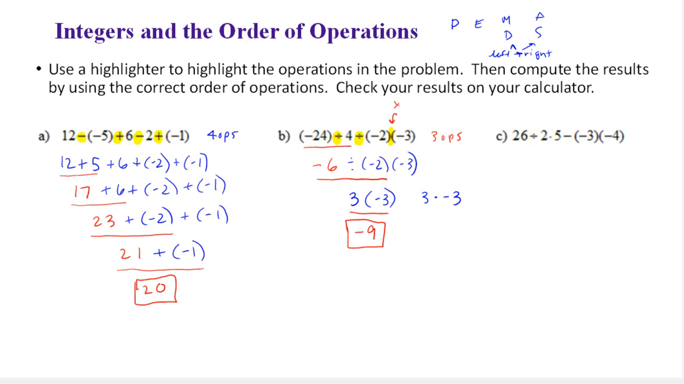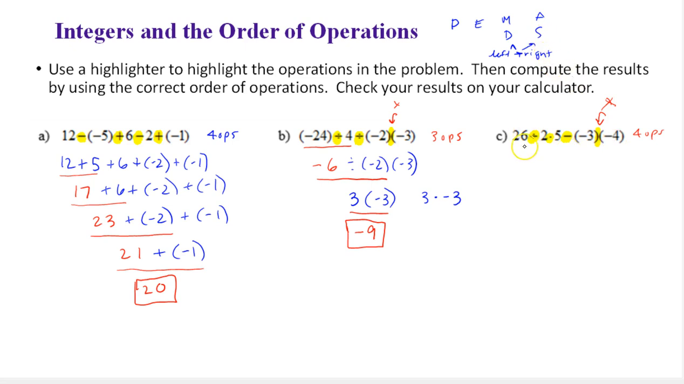Let's look at the next one. So here we have division, multiplication, subtraction, and then here, this is implied multiplication. So we have 1, 2, 3, 4 operations to perform. Now notice there is division, multiplication, and subtraction. So that means that we need to do all of the multiplication and division first from left to right, and when all of those are completed, we'll do any addition or subtraction.